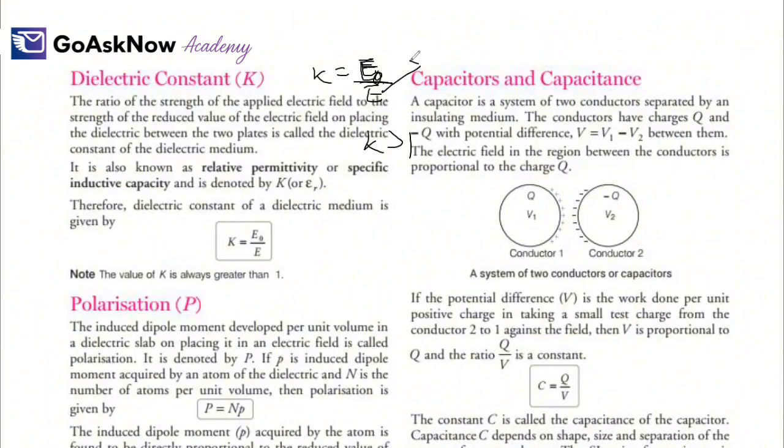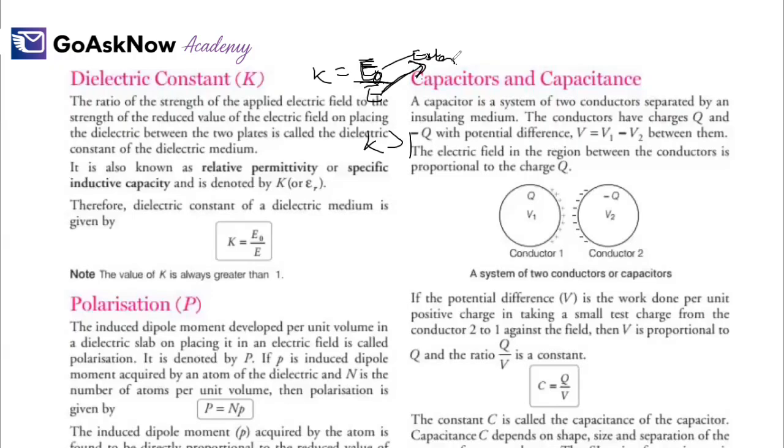And we have already seen what E induced and the net electric field inside the dielectric are, and E naught is the external electric field. So the ratio of the both is what? Your dielectric constant. This is also called what? Relative permittivity or specific inductive capacity. And it is denoted by epsilon R also.